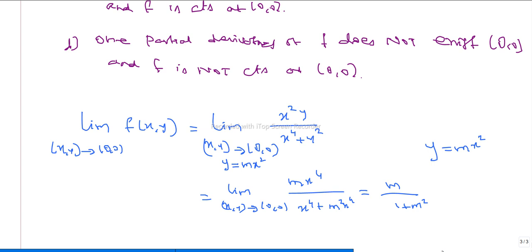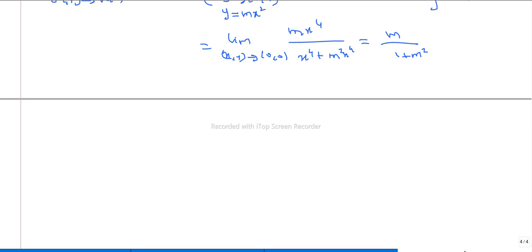If you take a different parabola, y equal to x square, y equal to 2x square, y equal to 3x square, we get a different limit, but the limit should always be the same if it is continuous. Therefore the limit does not exist, and f is not continuous at (0, 0). Now we have to check the partial derivatives.